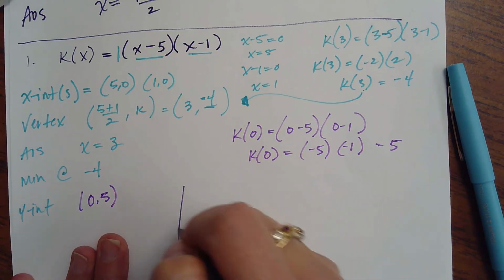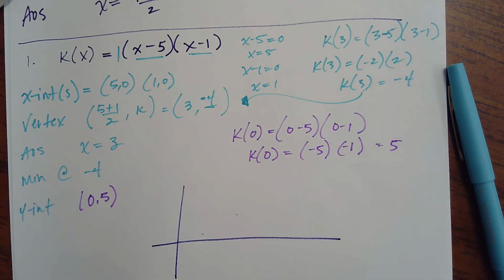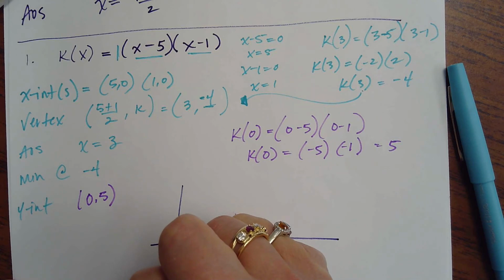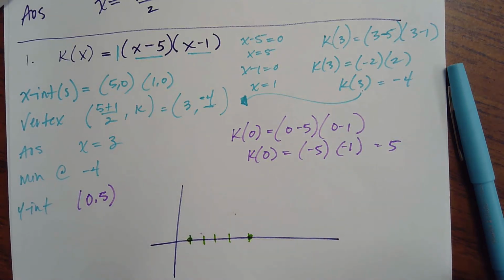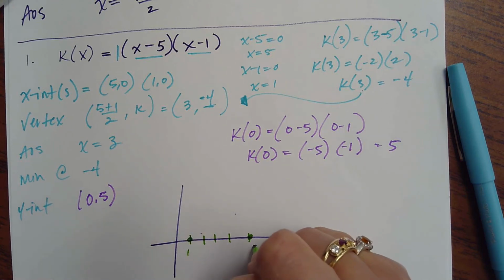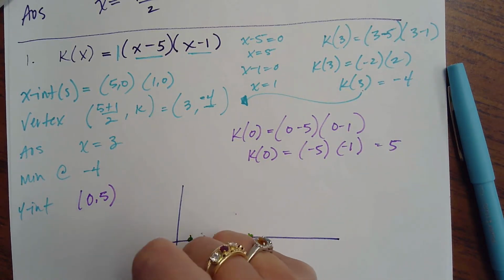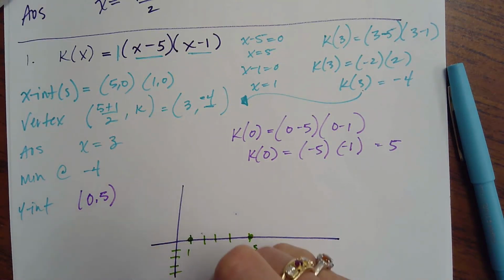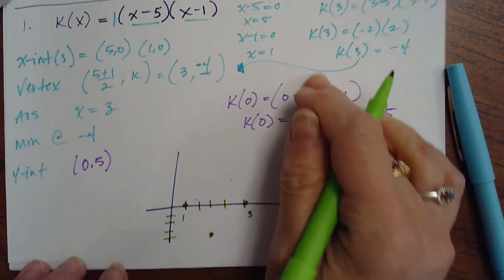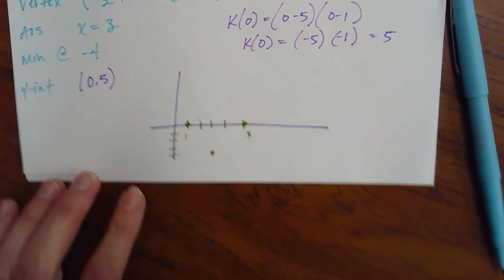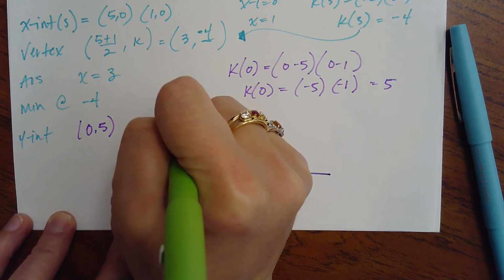Let's go ahead and sketch a graph. On this one, I'm going to go ahead and plot my x-intercepts. So this is 1, 2, 3, 4, 5. I know that this is 1, this is 5. My vertex is at the point 3, negative 4. So 3, negative 4, that's my vertex. My y-intercept is 0, 5. So 1, 2, 3, 4, 5.